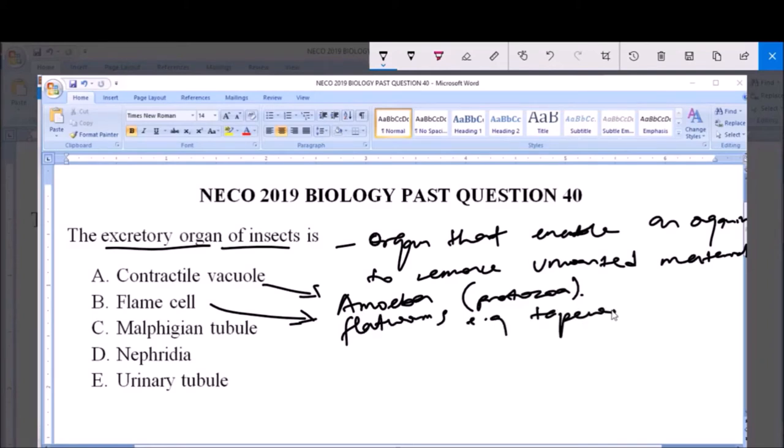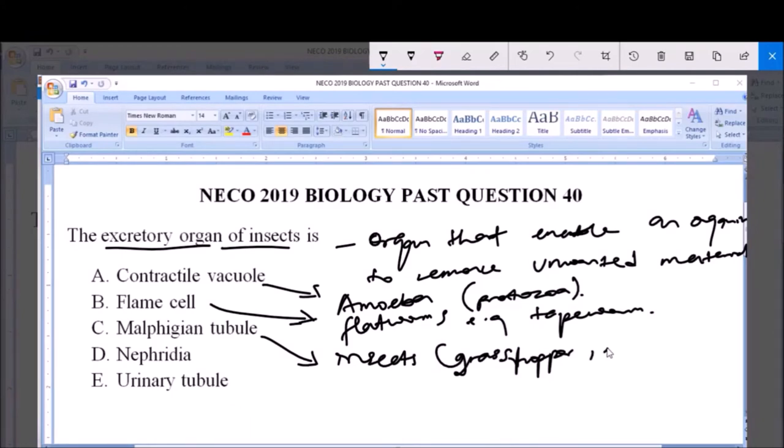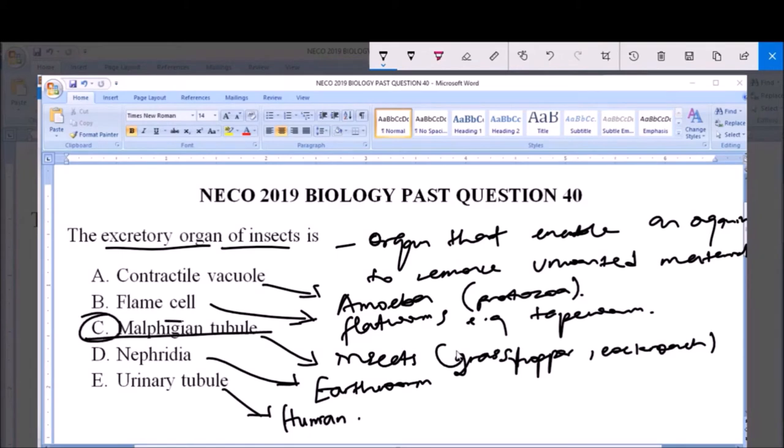Then C says Malpighian tubule. Malpighian tubule is the excretory organ of insects. Insects like the grasshopper, the cockroach, and so on. Then nephridia is the excretory organ for earthworm. And urinary tubule is the excretory organ for humans or mammals, higher animals. So the excretory organ of insects is Malpighian tubule, and that is option C.